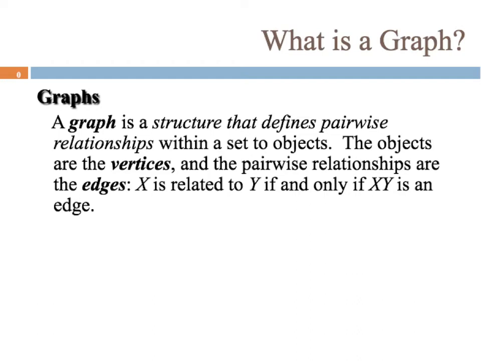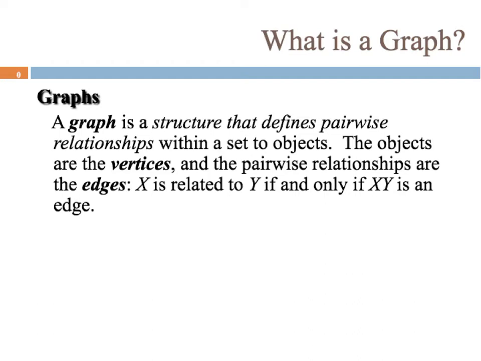A graph is just a structure that defines pairwise relationships within a set of objects. The objects themselves are the vertices, like little dots, and the pairwise relationships are the edges, the lines connecting the dots. It's as straightforward as that. So x is related to y if and only if xy is an edge.